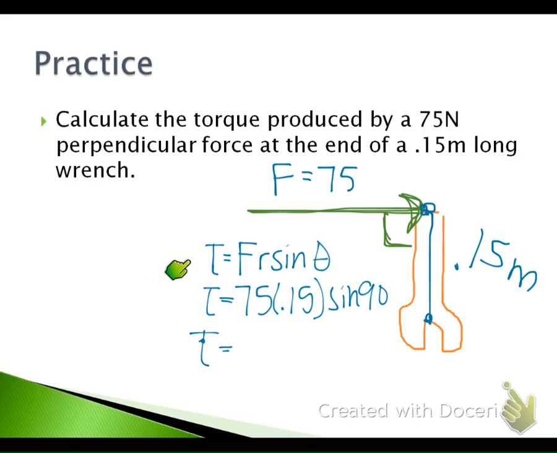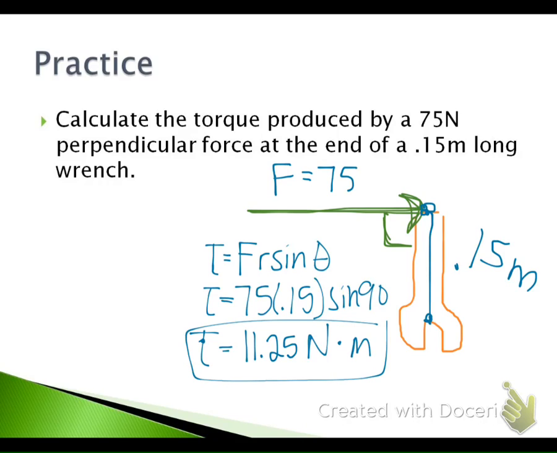All right, if we're going to take torque equals FR sine theta, our force we said applied was 75 newtons. We want our forces to be in newtons, so we don't have to convert anything. We had our radius in meters, which means we don't need to convert that. Sine of 90 we know is 1. So we're going to take 75 times 0.15, and we get what for our torque? 11.25. And what's our units for torque? Newton meters.